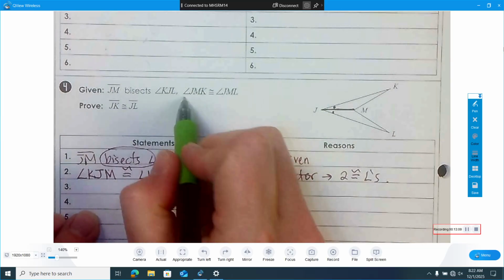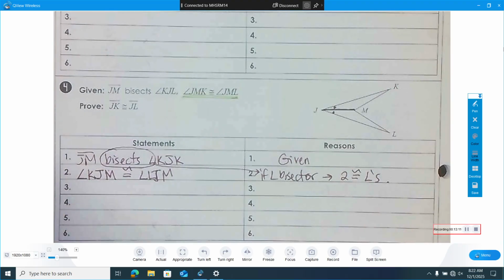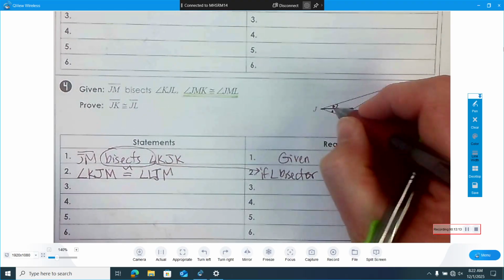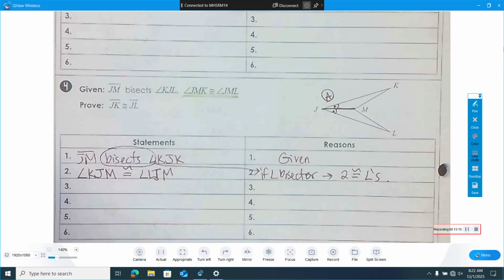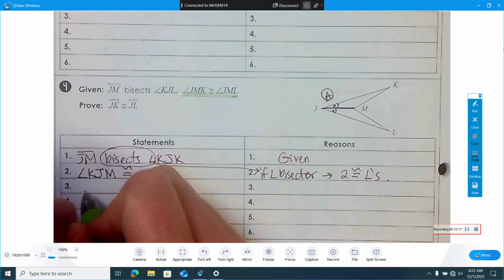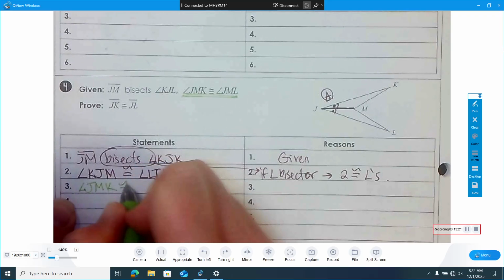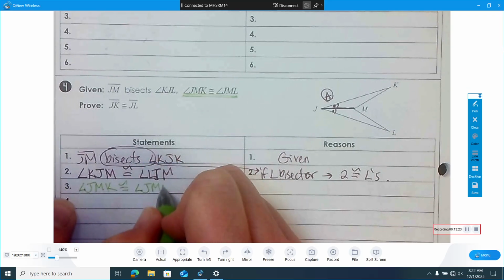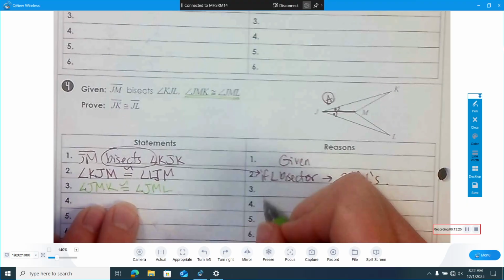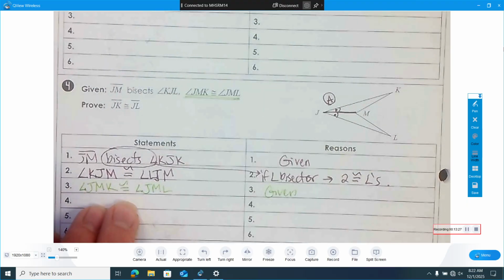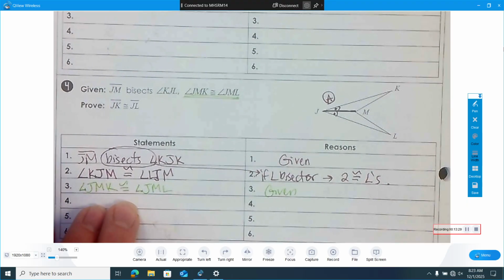The next thing we know here, oh, I should mark that on my picture. Here are these little angles. We got a pair of angles congruent. All right, great. Next is another given statement. Angle JMK is congruent to angle JML. All right, that was also given to us. And again, I need to mark up my picture. So JMK.